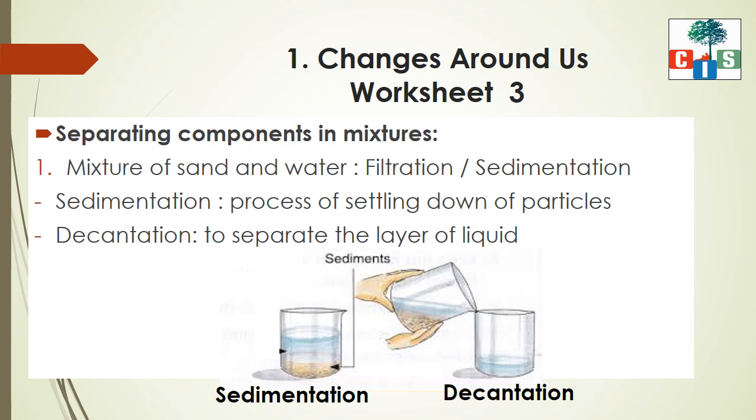In chapter 1, changes around us, we have learnt about the changes, reversible and irreversible, solutions, mixtures, and the various methods of separating components from the given mixtures. Related to that, there is one crossword in worksheet 1. Scholars, I request you, before you start solving the worksheet, you must read the topic thoroughly. If you read the topic, then you will be able to solve this puzzle in worksheet 1 very easily.